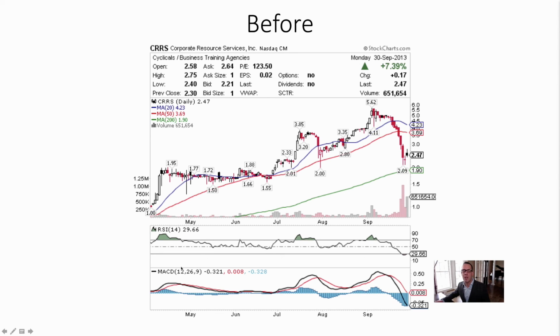Now, we also talked about the MACD. That's the black line here. And when it crosses the red line to the upside, it's a confirmed buy signal for technical analysis, or technical analysts, I should say. Do you see that black line here crossing the red line to the upside? See how it intersects and crosses to the upside?